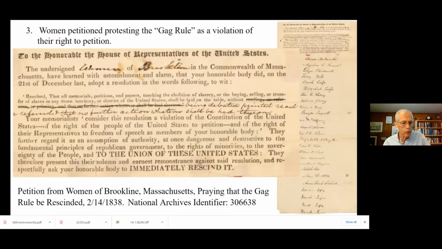It's from the women of Brookline praying that the gag rule be rescinded. And I like it because you can see the fill in the blank quality of it. The undersigned women of Brookline in the Commonwealth of Massachusetts have learned with astonishment and alarm that your honorable body did on the 21st of December last adopt a resolution in the words following. And so you can see that it was printed and circulated with the intent that people in different communities would fill in the blank and sign it.